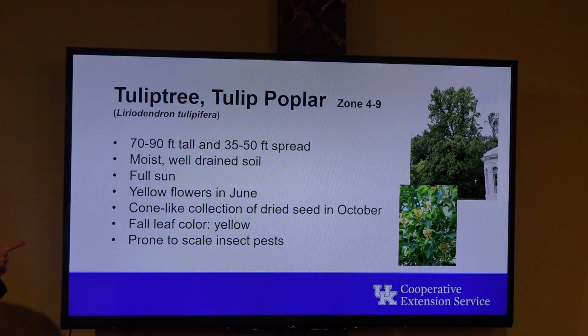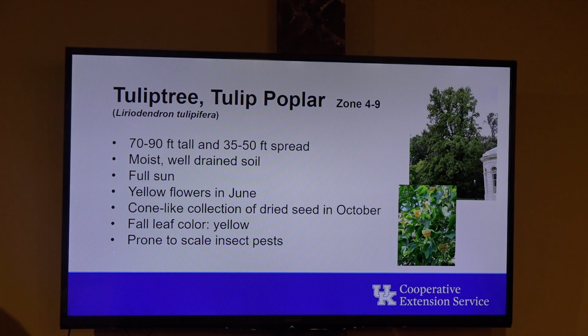The tulip tree or the tulip poplar, the Liriodendron tulipifera, is a really nice tree. Again, the people who lived here when they came really planted and packed a lot of trees in. It's really too close for what we have, but it's a really nice, tall, straight tree. The flowers are yellow in June, and 70 to 90 feet is its potential height. Moist, well-drained soil. The fruit is kind of like a tall cone with all these seeds packed into it. The fall color is yellow.